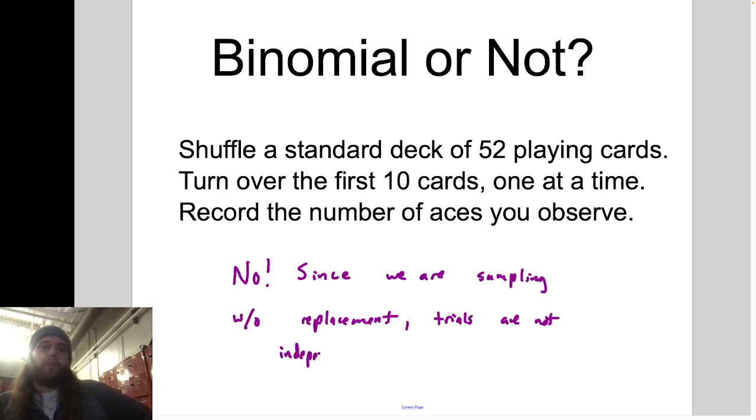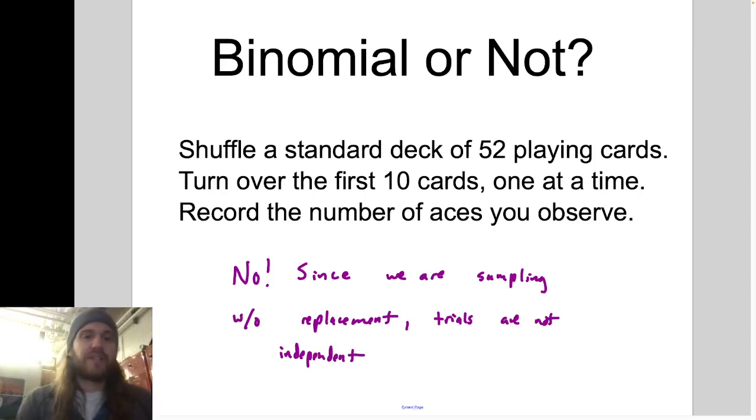Okay, so since we are sampling without replacement, the trials are not independent, and that means that this is not a binomial setting. So this fails the independence requirement, so we can't do the calculations with the formula that I gave you.